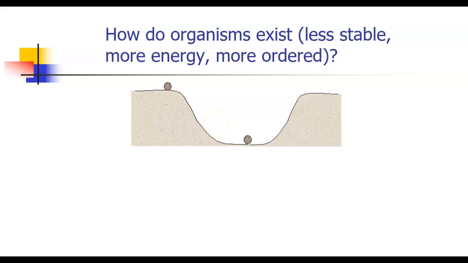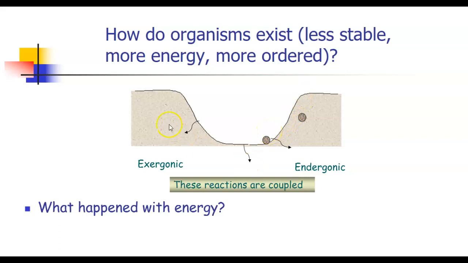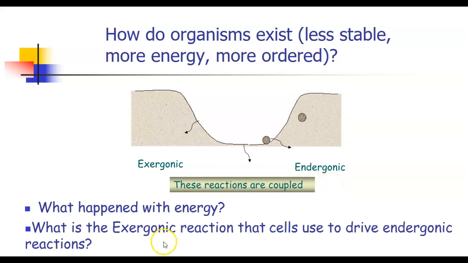So thinking about that and thinking about two rocks that you saw, what happened with that energy? You had the rock that had a lot of energy up here, was released and fell down and hit this rock. Then this rock moved up. We had that exergonic reaction where the energy was released, and we had an endergonic reaction, that ball moving up that hill. So what happened was that these reactions were coupled. So that exergonic reaction used energy to drive that endergonic, pushing that rock up the hill reaction.